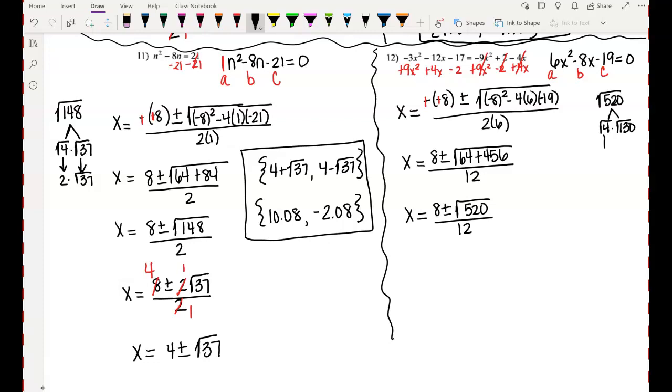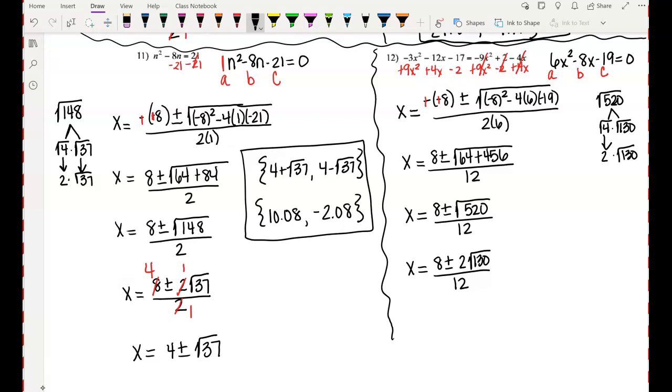So this would simplify down. And if you think about it, 130 is 13 times 10. 10 is 2 times 5. There's no perfect squares in 13, 2, or 5. So we know that that's 2 times the square root of 130. So x equals 8 plus or minus 2 radical 130 divided by 12.